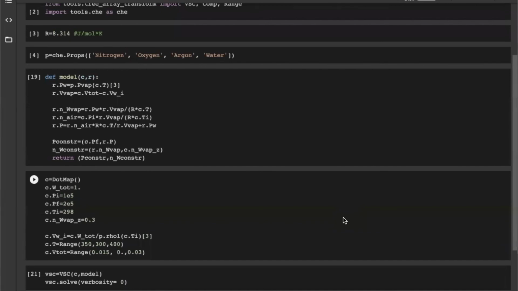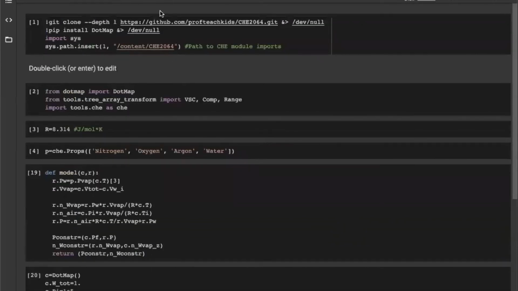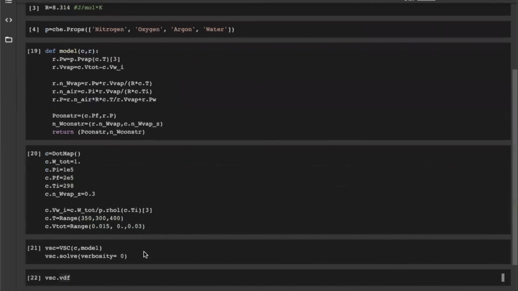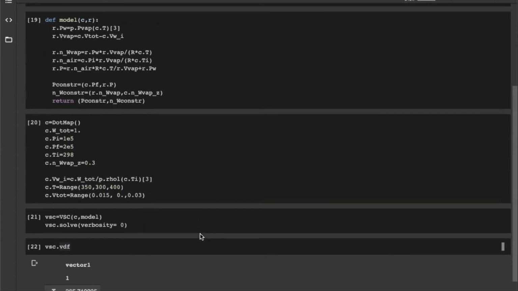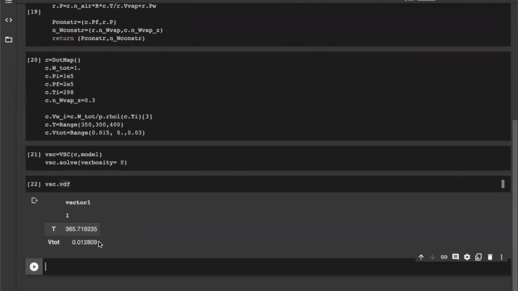Okay, so I've gone back over all of my code and I figured out what it was. I had some typos with the names of the variables. So once we go down, we find that the temperature is 365.7 kelvins, and then the total volume is 0.01289. So yeah, thank you.